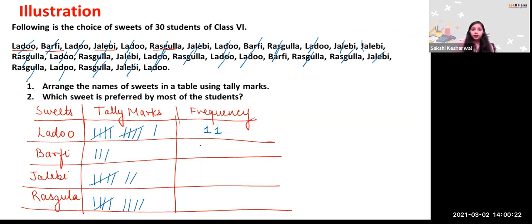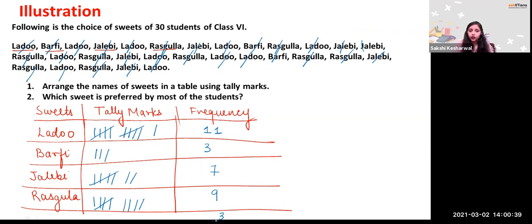Okay, now how many of you like the barfi? It's 3. How many of you like jalebi? 5 plus 2, 7. And then how many of you like rasgulla? It's 5 plus 4, 9. Just calculate 11 plus 3, 14. 14 plus 7, 21. 21 plus 9, 30.